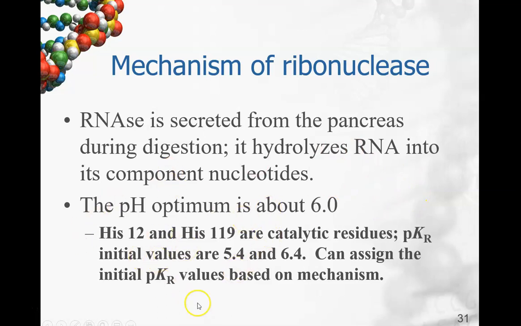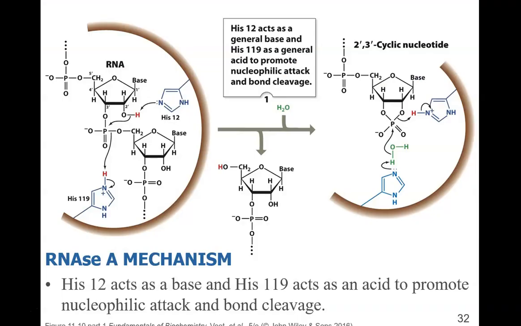There are two histidines. Remember, our ribonuclease is a single polypeptide chain of 124 amino acid residues. Histidine number 12 and histidine number 119, when the ribonuclease folds up, are in the active site. Those are the catalytic residues. One of them has a pKa of 5.4 and one of them has a pKa of 6.4. If I don't tell you which is which, you should be able to assign them based on the mechanism. So that's what I'm going to show you next.